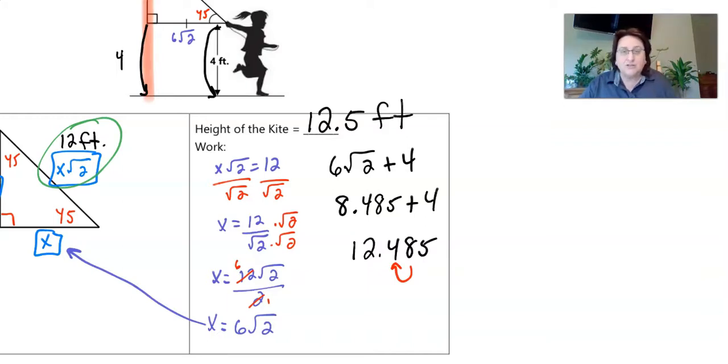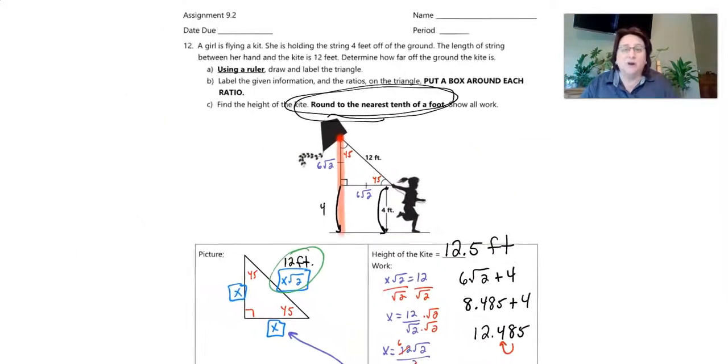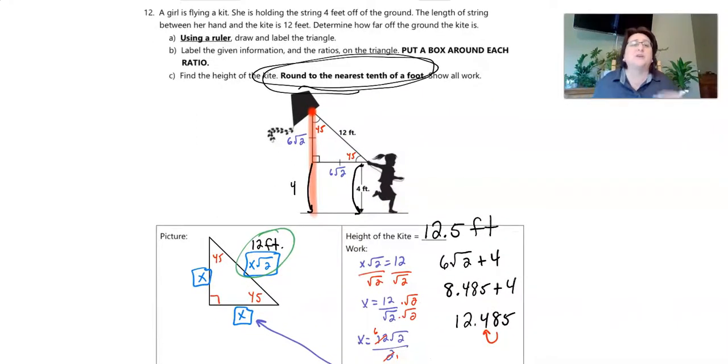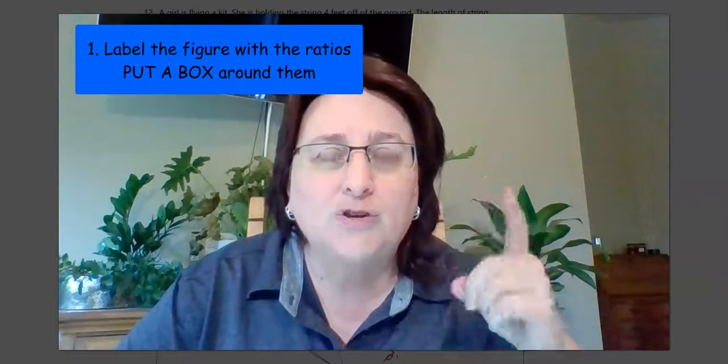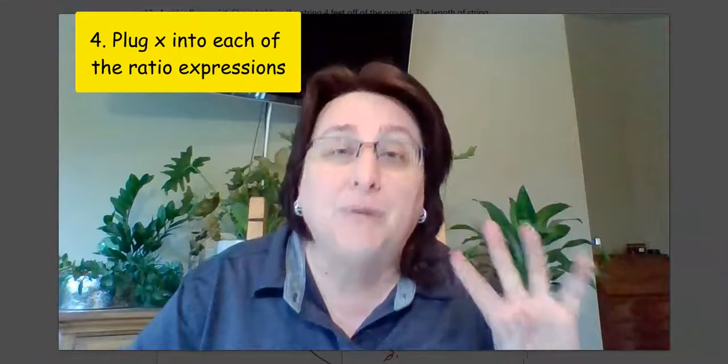Okay, all right, so again, these problems are longer. There's going to be some problems that are going to have more of a word problem feel. Yes, that's where we're going. Okay, there's going to be more word problems. So guys, just take it one step at a time. Remember, label your triangle with the ratios. Put a box around them. Start with what you know. Solve for x in the ratio, and then go back and plug x in to all of the ratios, and that will help you to be able to solve these problems.